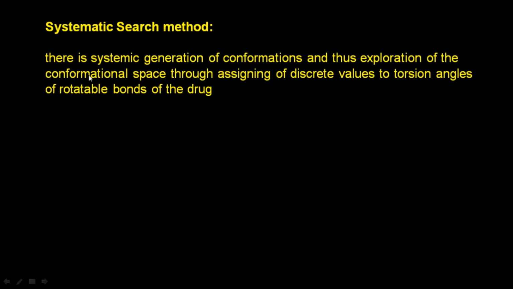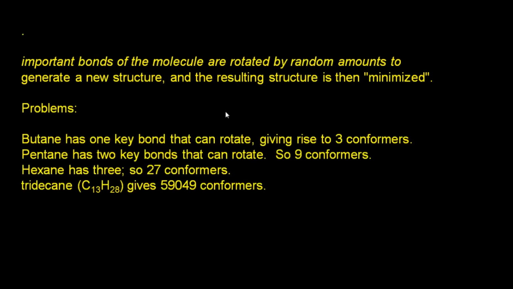One of the approaches, like I said, is the systematic search method. There is a systematic generation of conformations, whereby you explore the conformational space by assigning discrete values to torsion angles, rotatable bonds and all that. But then it is not so easy. Important bonds of the molecule are rotated by random amounts to generate a new structure, then the resulting structure is minimized. For example, butane has only one key bond that can rotate, so it can give 3 conformers.